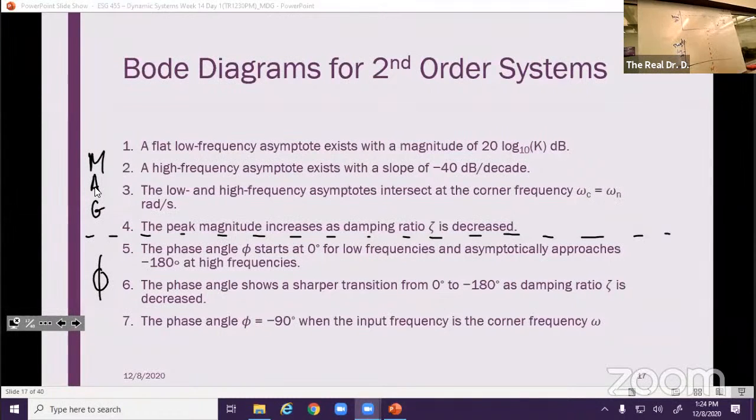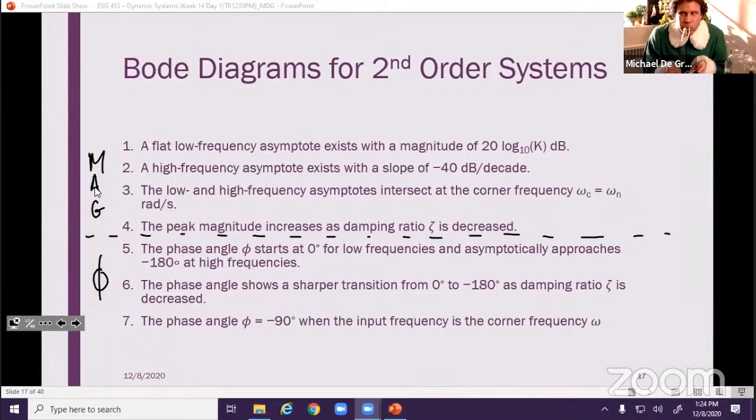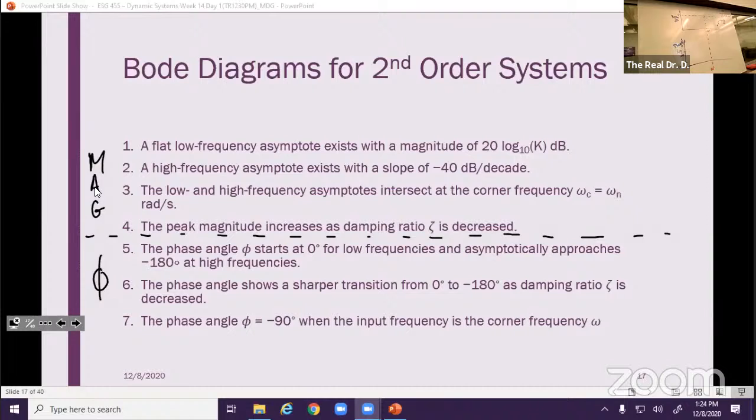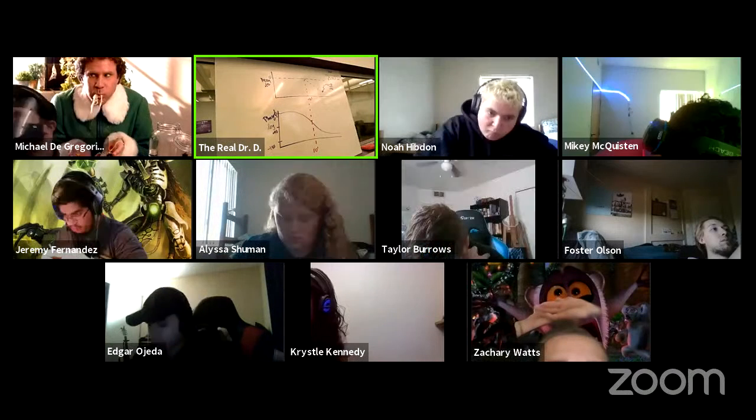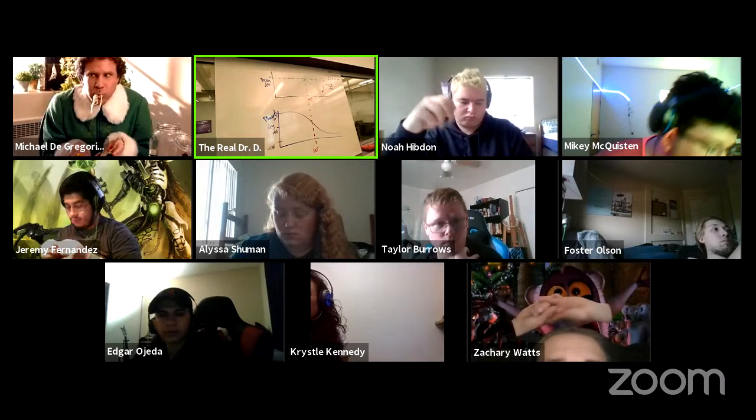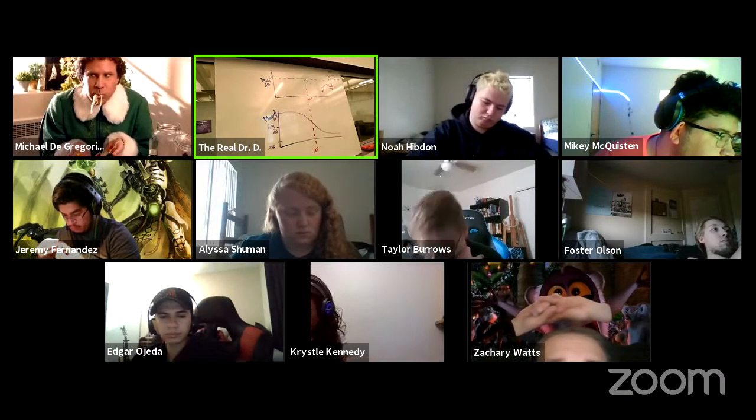So we go from 0 to minus 180 at low to high frequency, respectively. We cross minus 90 at our corner frequency, at omega n. And the sharpness of our transition depends on the damping ratio. We'll talk more about that in a second. But this in general is gonna look something like that. And so if we drew it out, we get something that looks roughly like this. Kind of.